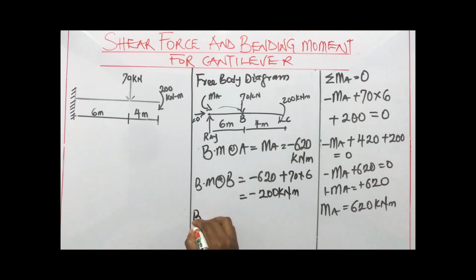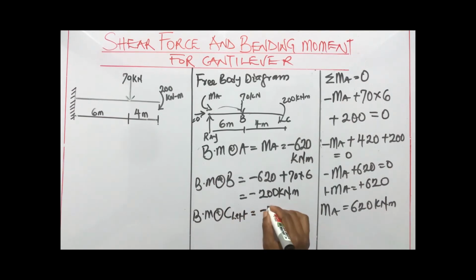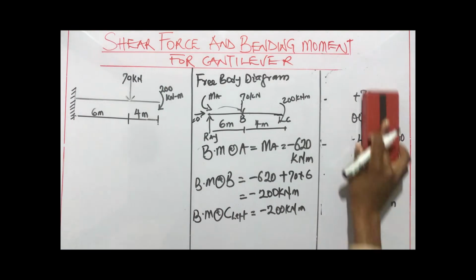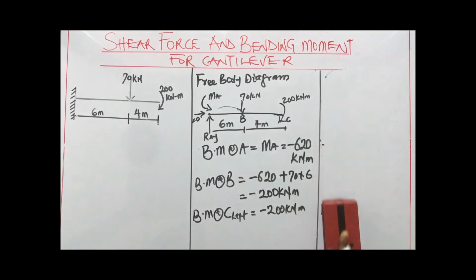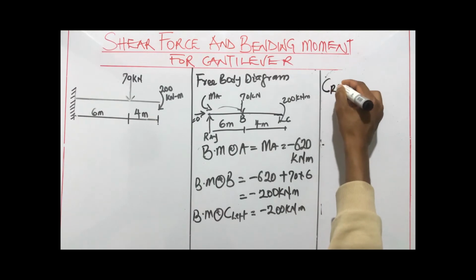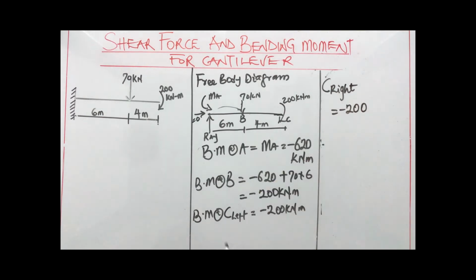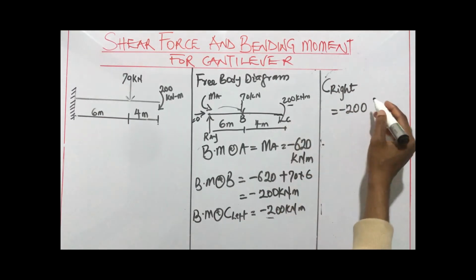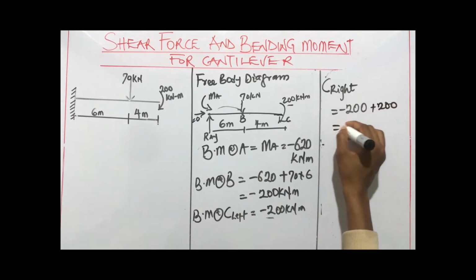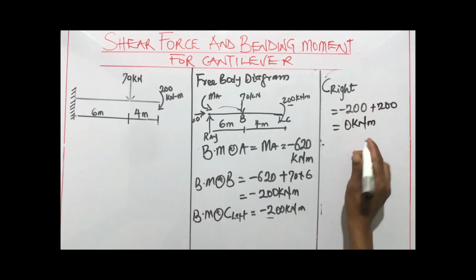Now moving on to C, we're going to divide C into two parts, C left and C right. For C left, the bending moment remains the same because there's no other force acting here. So we have minus 200 plus 0, which is equal to minus 200 kilonewton meters. So the bending moment at B and at C left remains the same. Now for C right, we have minus 200, which is the previous bending moment we got for C left, plus 200, which is equal to 0, and that's how you know that this bending moment is correct.